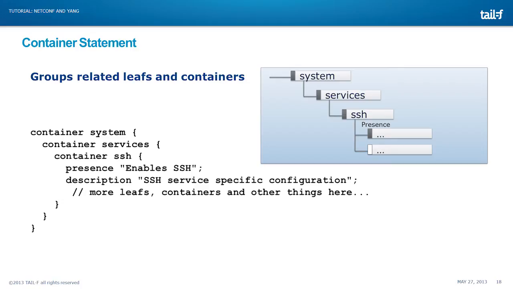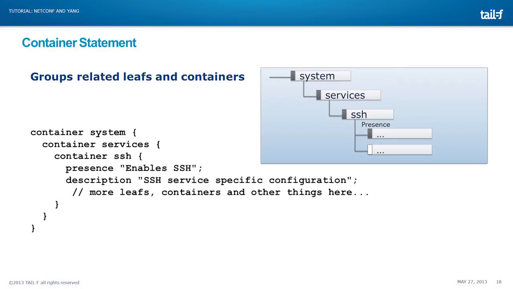So here we see an example of container hierarchy of system contains services, which contains a container called SSH. Now here, this SSH container has an attribute called presence. A presence container is something special in YANG. A regular container is always there. That structure always exists. Presence gives you the ability to have, think of it as a dynamic or optional container. It may or may not be there.